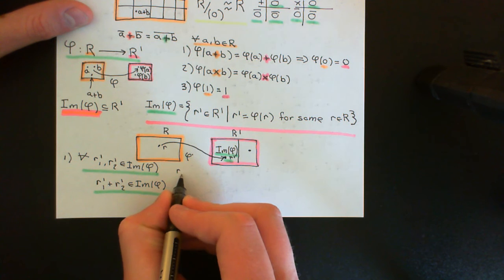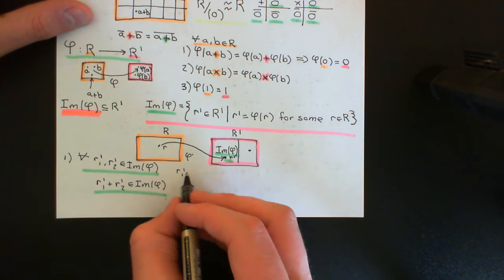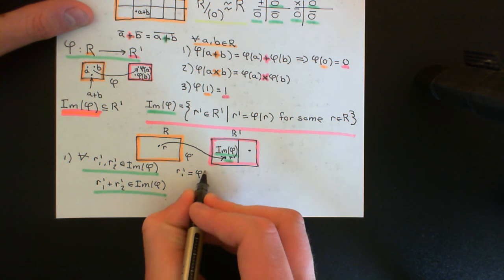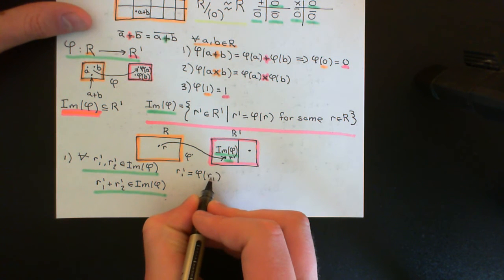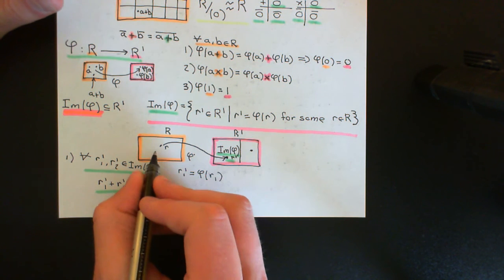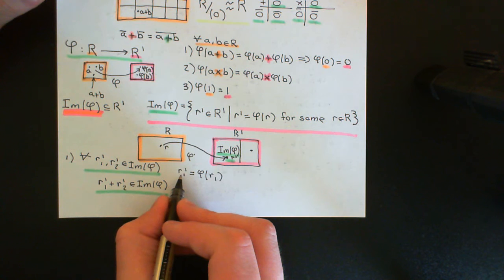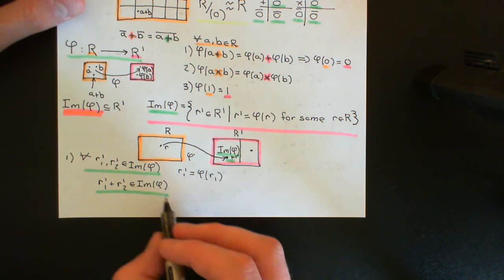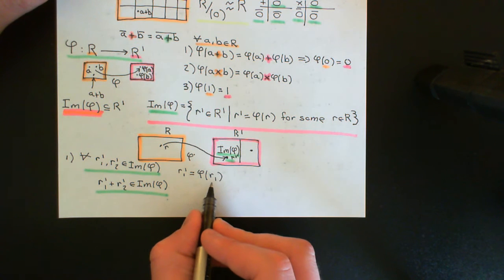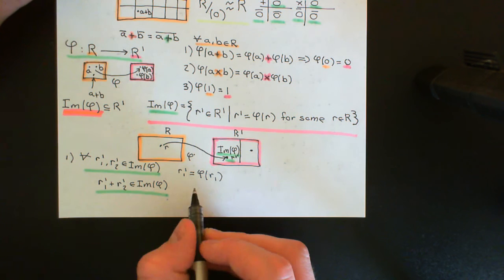Okay, so what I can do is, because R1 prime and R2 prime are elements of the image of the homomorphism, I can write them as phi of, let's say, R1, so I've got rid of the prime now. R1 is the element in the domain ring that was being mapped onto R1 prime in the codomain ring. Okay, so because it's in the image of the homomorphism, there must exist an R1.